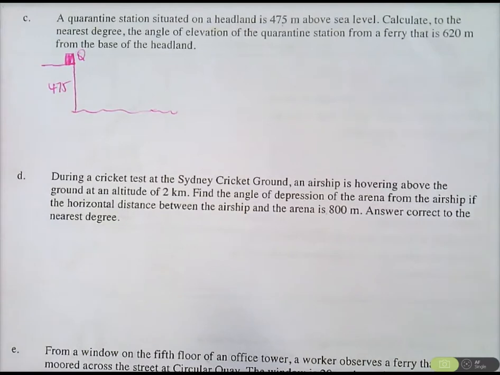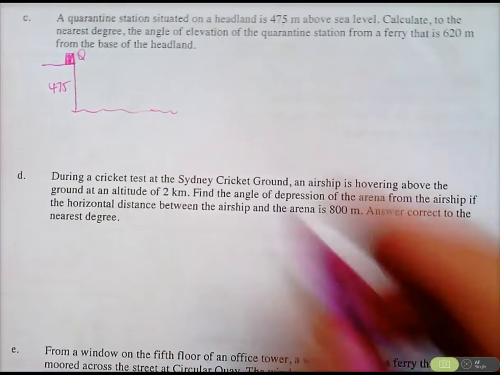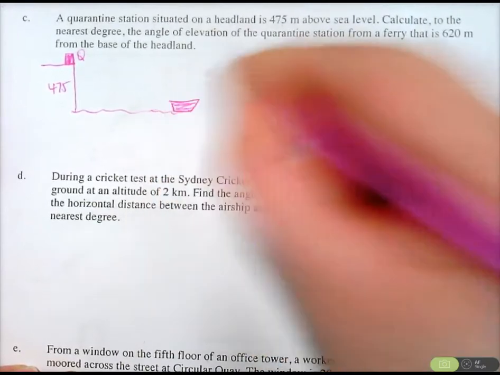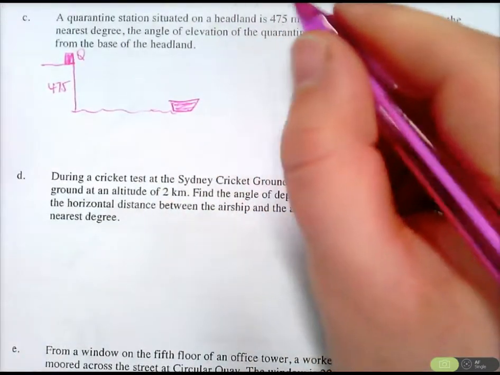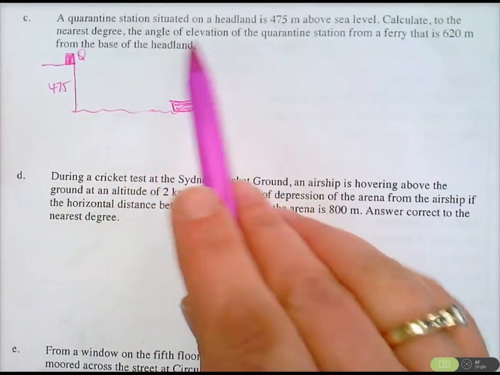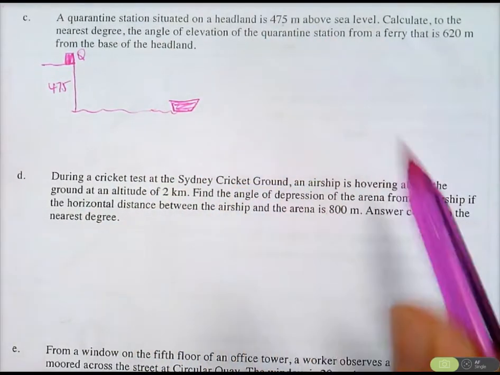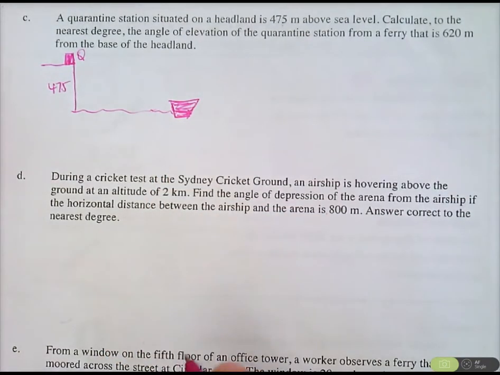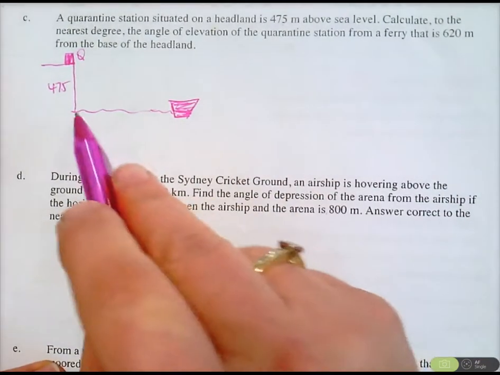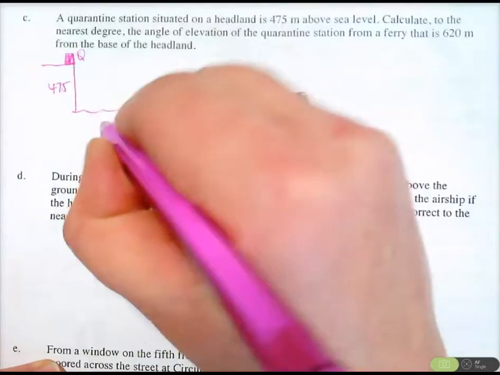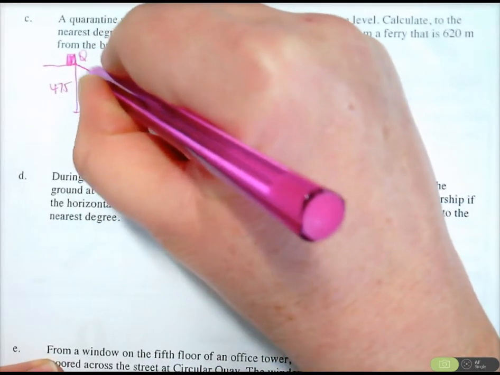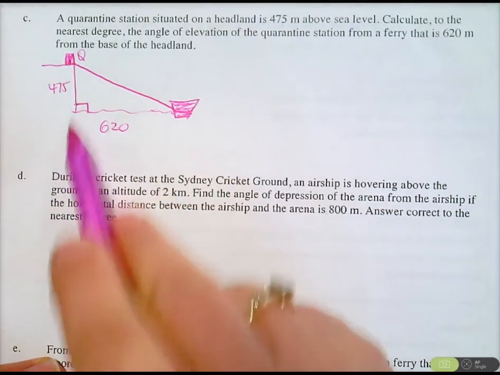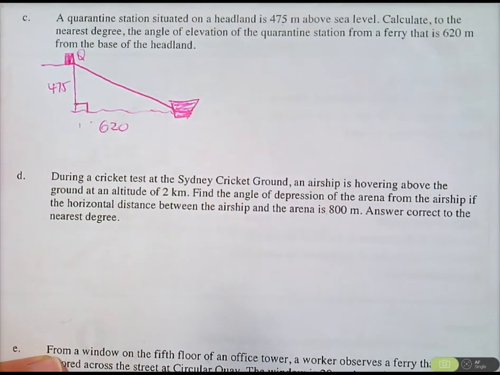So is angle of elevation someone looking up or down? So here's the ferry. I can't draw a good ferry. It looks like a boat. It says calculate to the nearest degree the angle of elevation of the quarantine station from a ferry that is 620 metres from the base of the headland. What do I write here? 620. I don't put it in the air there, but I need the angle of elevation. Now this is a right angle. We have to assume that the cliff goes straight up and down, and that sea level is horizontal.